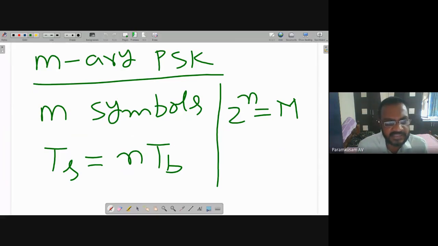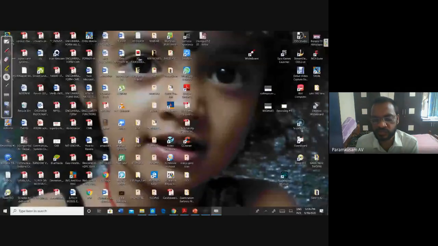In M-ary PSK, we transmit M symbols. M symbols means we transmit n bits in one symbol duration. The relationship between n and M is 2 to the power of n is equal to M. You note down these points.